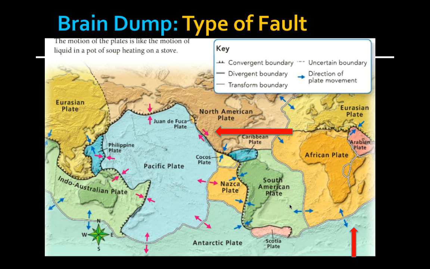And finally, the arrow that appeared at the bottom of the screen. What type of plate boundary is this? This is a divergent boundary because the plates are pulling away from each other.